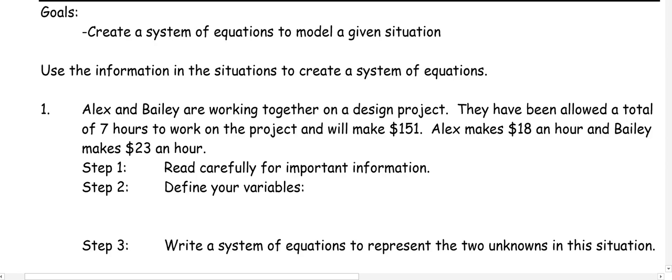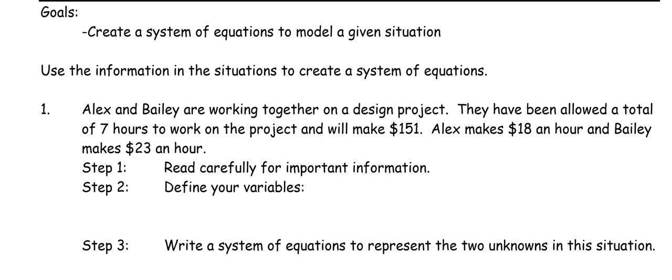This video is about using information to create a system of equations. So we're going to use the information to set up our equations. We're going to have two equations for a system of equations. So in number one, it says Alex and Bailey are working together on a design project. They have been allowed a total of 7 hours to work on the project and will make $151. Alex makes $18 an hour and Bailey makes $23 an hour.